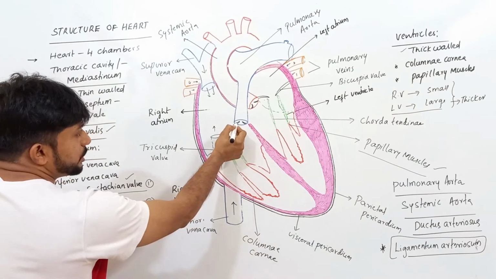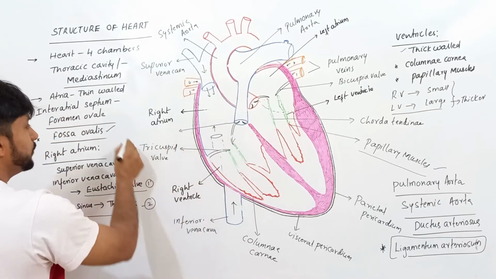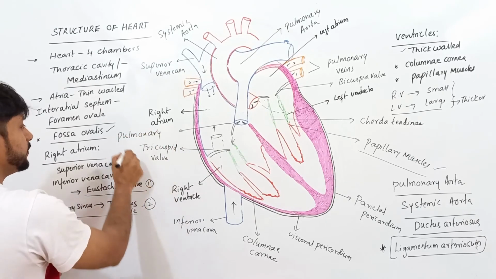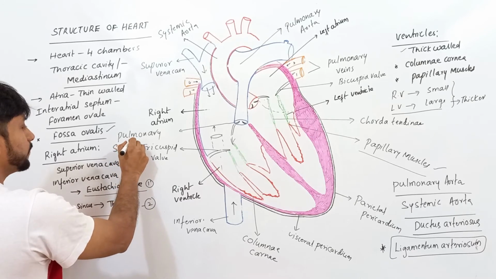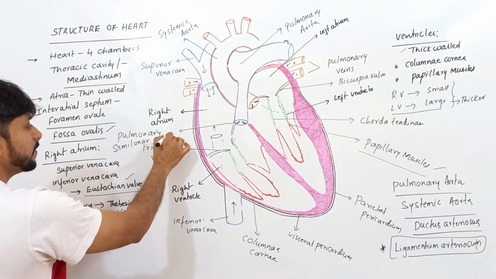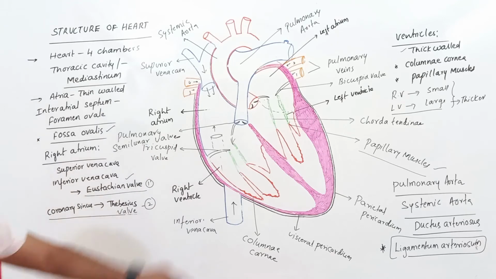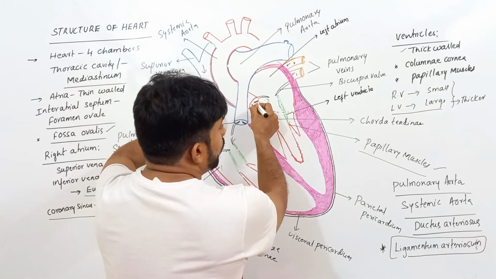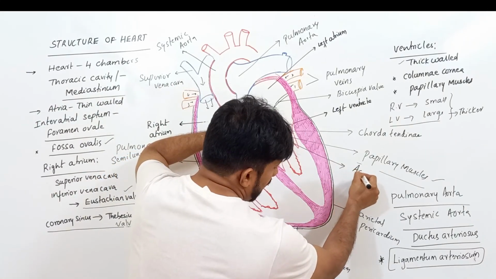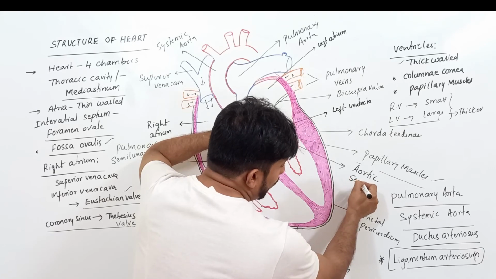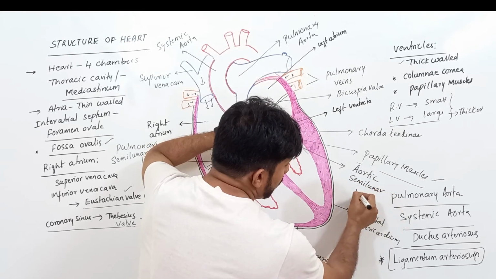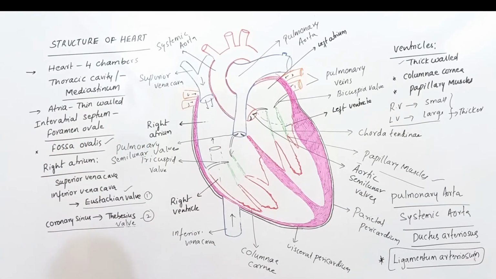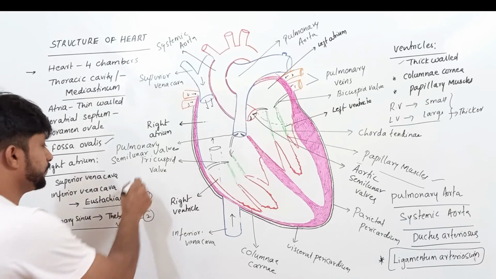Fine. Your pulmonary and systemic aortas are also guarded by valves. The valves of the pulmonary aorta are known as pulmonary semilunar valves, and the valves of your systemic aorta are known as aortic semilunar valves. Semilunar valves.